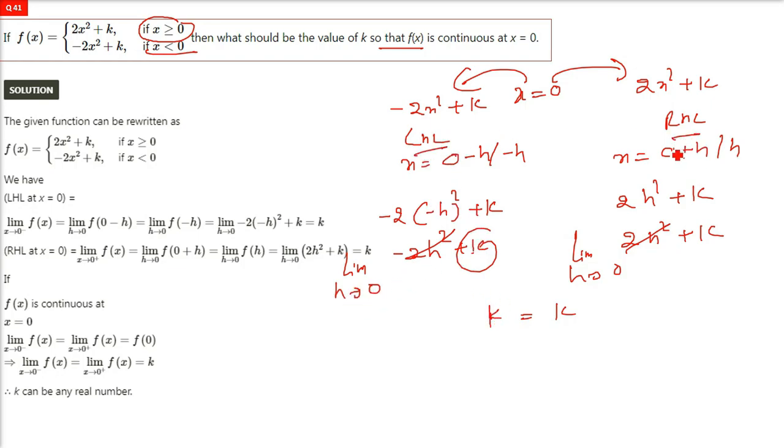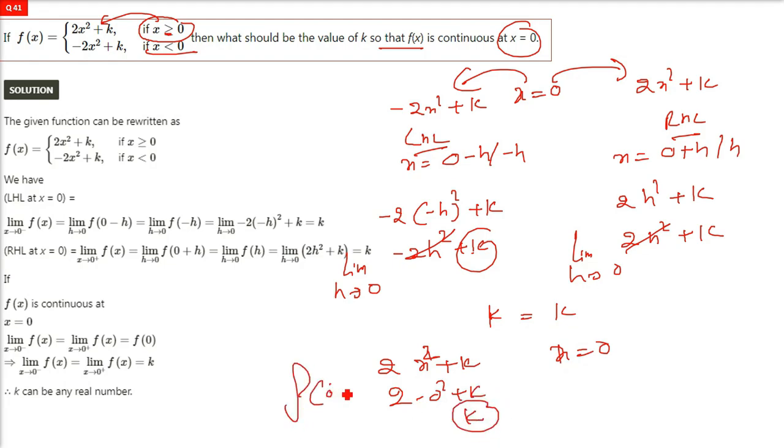But what about k? So we'll check the value of the function at x equals 0 also. And this is the equality sign, the first one: 2x square plus k. At x equals 0 I am putting 2 into 0 square plus k, which is k only. So this k is the value of the function at 0. All these three are k. So first of all it is continuous.